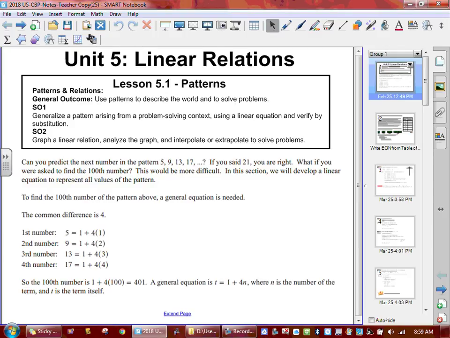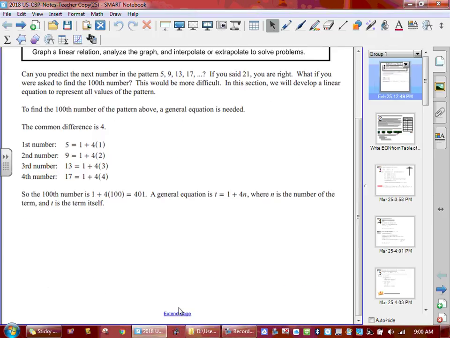So it says, can you predict the number in the pattern 5, 9, 13, 17, what will come next? 21. How come? It's going up by 4s, good. So when you're finding a pattern, you're usually finding what they're actually doing to a digit. So we can find all kinds of different patterns. So here the common difference is 4. They're going up by 4. Okay, that's what we call the common difference.